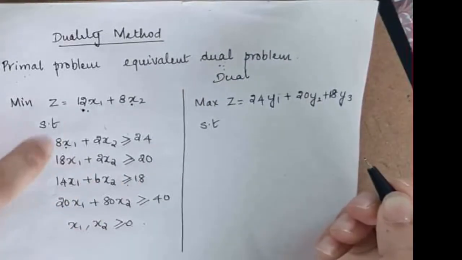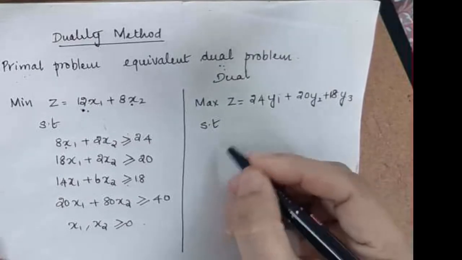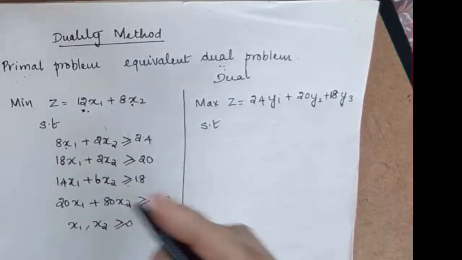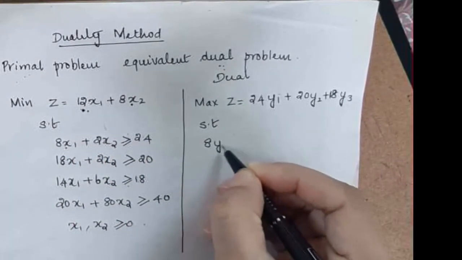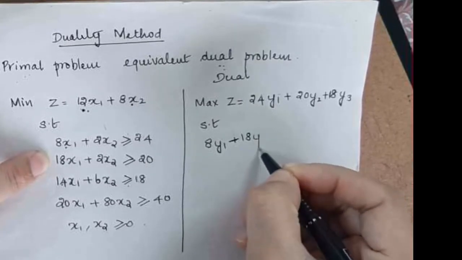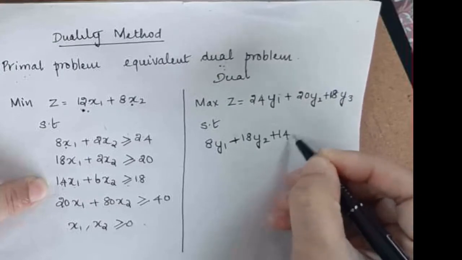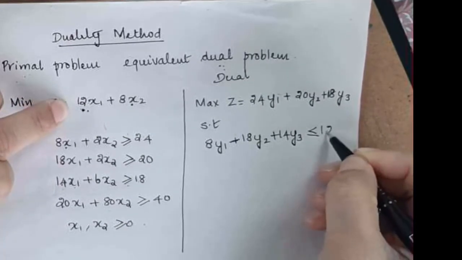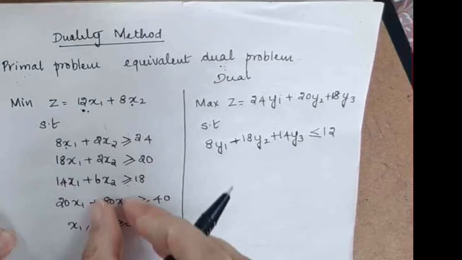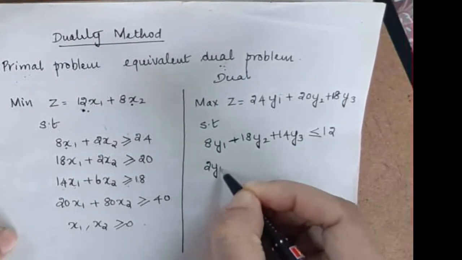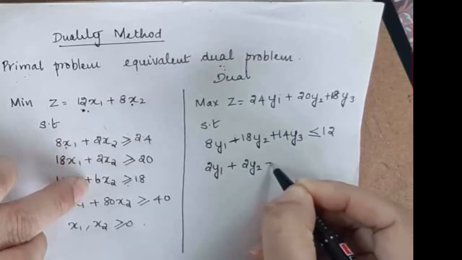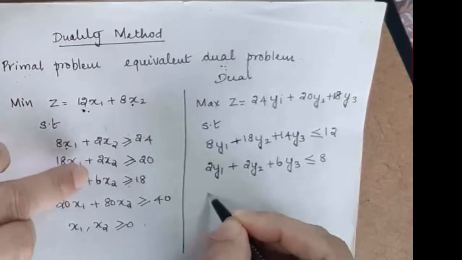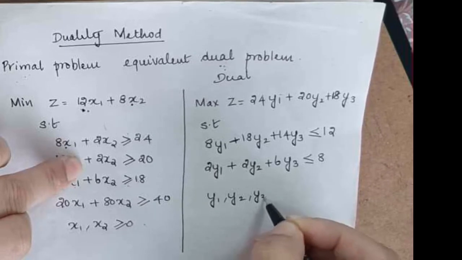subject to, because there are 2 variables, you will have 2 constraints in the dual, and the values you will take in the column form. So it will be 8y1 plus 18y2 plus 14y3. Since this is greater than, it will become less than 12. Again the second constraint will be 2y1 plus 2y2 plus 6y3 less than or equal to 8. And now y1, y2, y3 greater than or equal to 0.